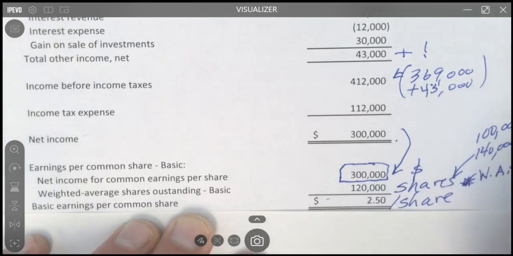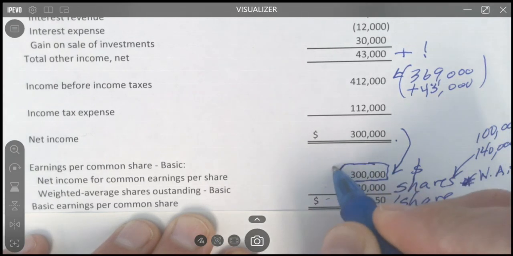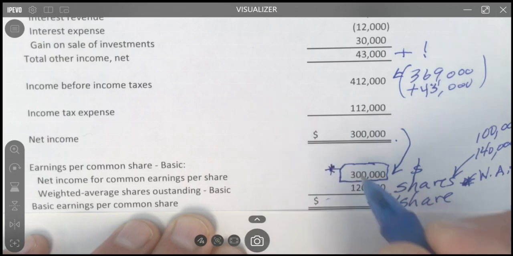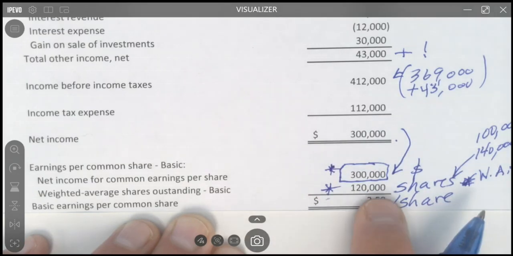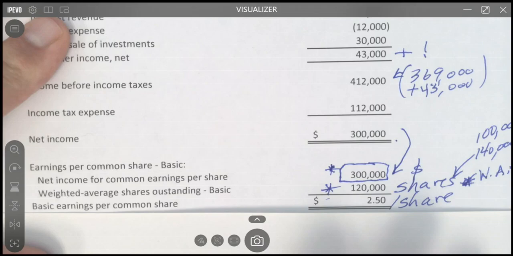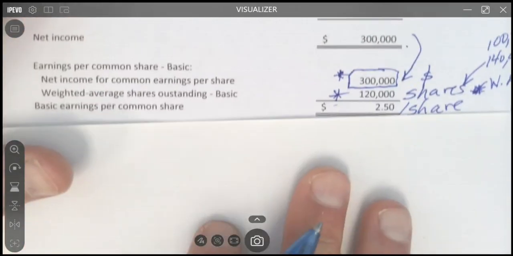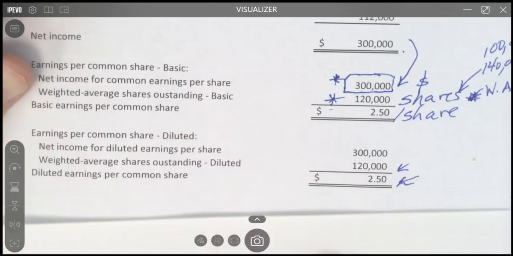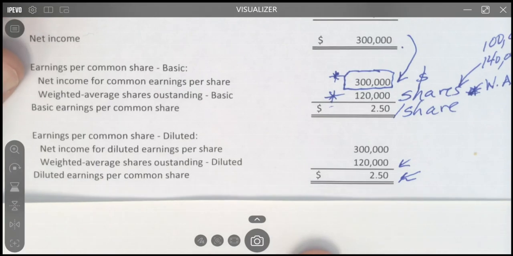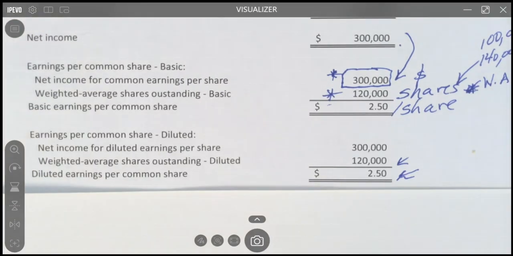So that's the weighted average. That's net income available to common shareholders divided by weighted average shares outstanding. And remember, there are no potentially dilutive securities, so diluted earnings per share is going to be the same. Okay. And I hope you had that when you worked this case on your own. And that is earnings per common share.